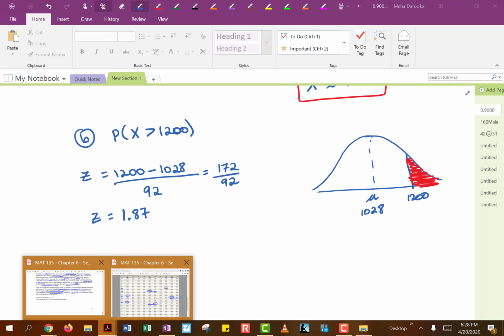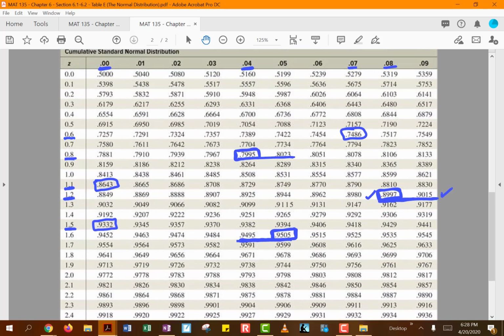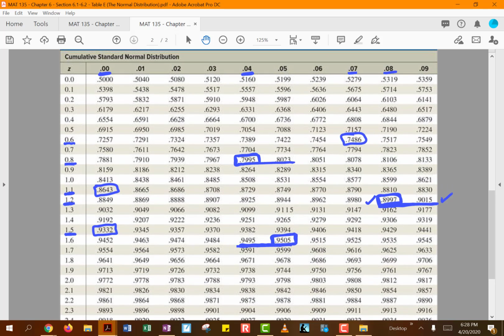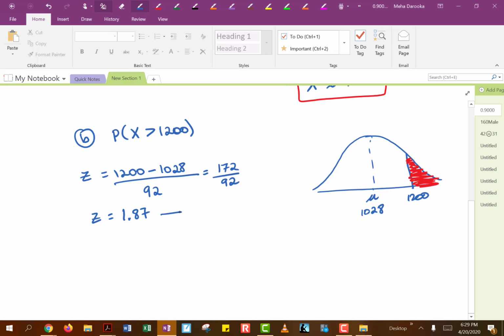So for 1.87, let's take a look. So 1.8 is right over here, 0.7 is there. So let's see, this will be meeting at 0.9693 over here. So this is going to be equivalent to 0.9693. Now that's of course going to be for everything that is below this x value of 1200. We want to know what is greater than the 1200, right?